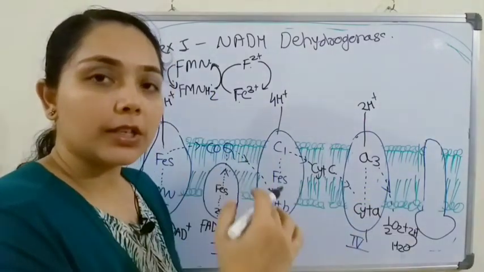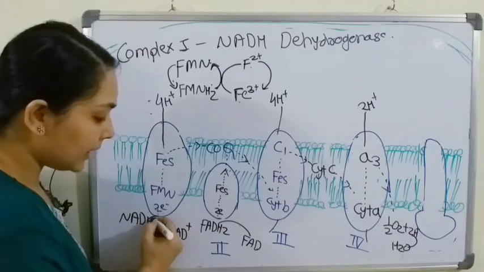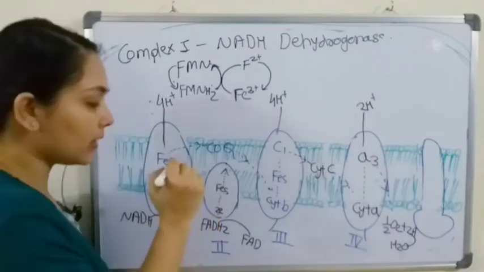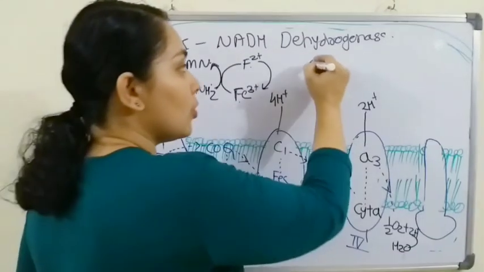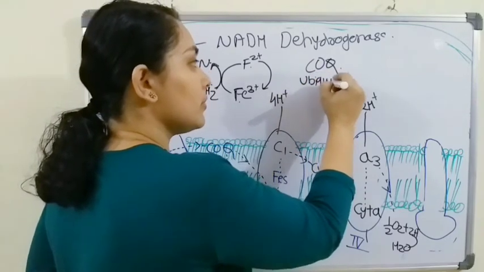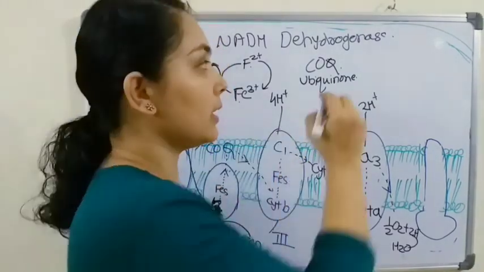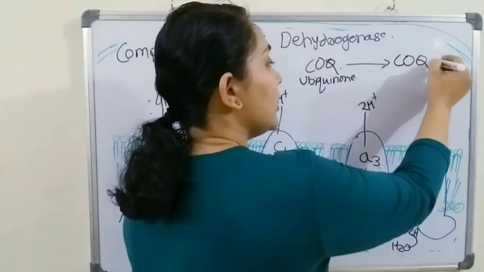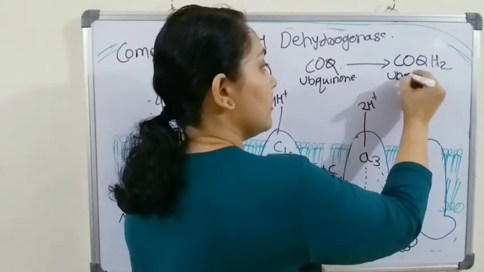This way continuous oxidation reduction will take place, and the electron will pass first from NADH to FMN, and from FMN to the iron sulfur clusters. 7 iron sulfur clusters are there, and finally it will reach coenzyme Q. Coenzyme Q is also known as ubiquinone. After accepting the electrons and the hydrogen atoms, it will be reduced, and the reduced form of coenzyme Q is known as ubiquinol.